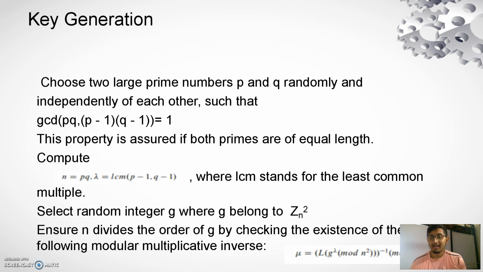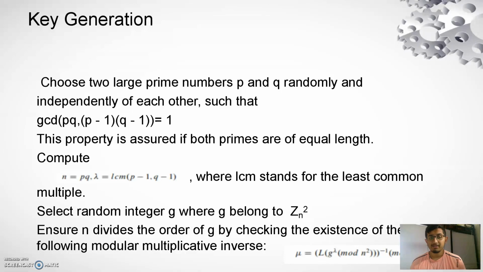Now we'll compute n, which will be equal to the product pq, and lambda, which will be equal to the LCM of p minus 1 and q minus 1. Here LCM means least common multiple. After we have done these computations, the next step is to select a random integer g, where g belongs to Z n squared, n being the product pq. Any integer in this range, the integer range of n squared, we can take as g.